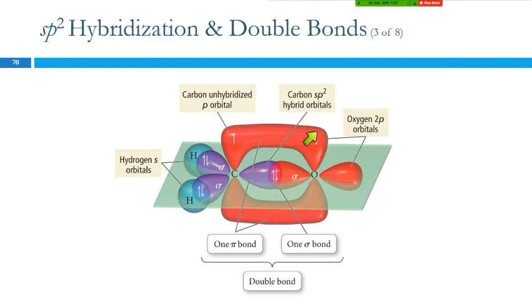Now, when these overlap, because they are parallel to each other and separated by a distance, they overlap side to side instead of end to end. So the end-to-end overlap is called a sigma bond, and this side-to-side overlap is called a pi bond. And if you look at it from the side, it kind of looks like the letter pi, right?